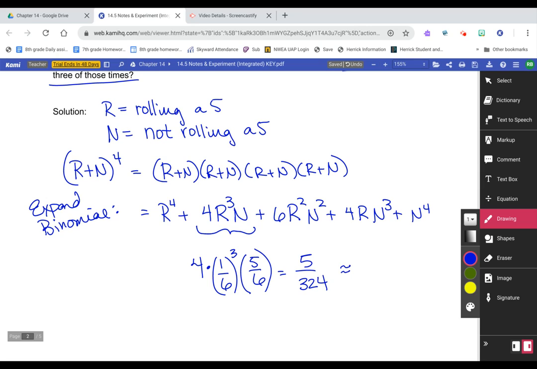In decimals, that goes to 0.015, which as a percentage means that you have a 1.5% chance of rolling a cube 4 times and 3 of those times getting a number 5.